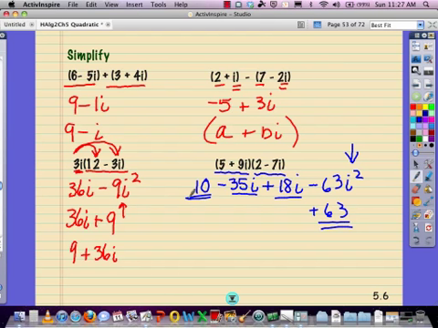So let's try to collect like terms and write this in complex number form right from the beginning. So we need our a value, which is our constants. So 10 and 63 is 73. Plus our i terms, we've got a negative 35 and an 18. That should leave us with a negative 17i. So you could either write it as 73 plus a negative like we did, or even the 73 minus 17i. Both of those would be acceptable. So we've added, subtracted, multiplied in two different ways with our complex numbers.